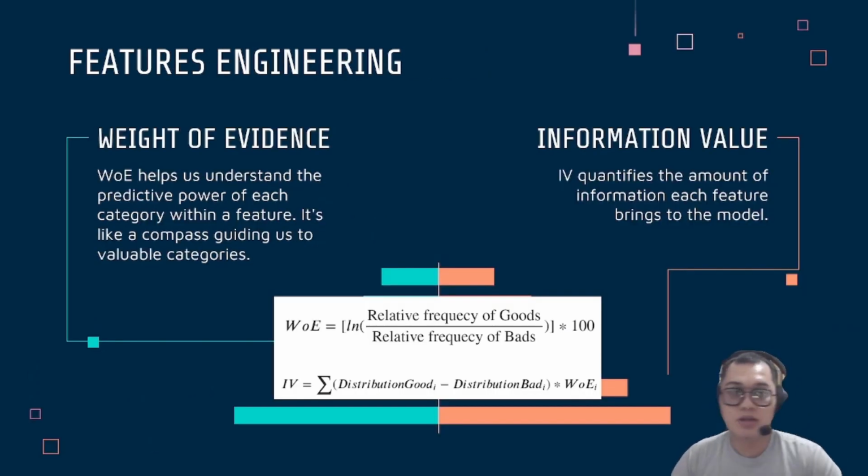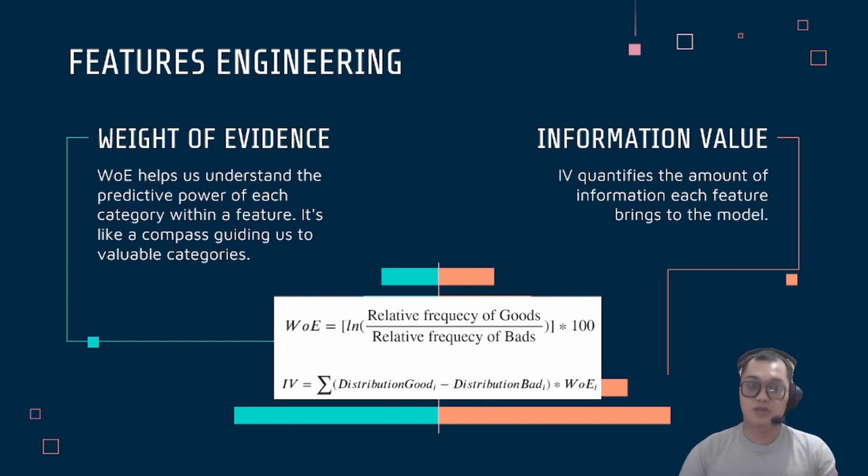Let's go. This is where we do the feature engineering. Actually, there are two methods that I mainly use here. The first one is the weight of evidence. The weight of evidence helps us to understand the predictive power of each feature.